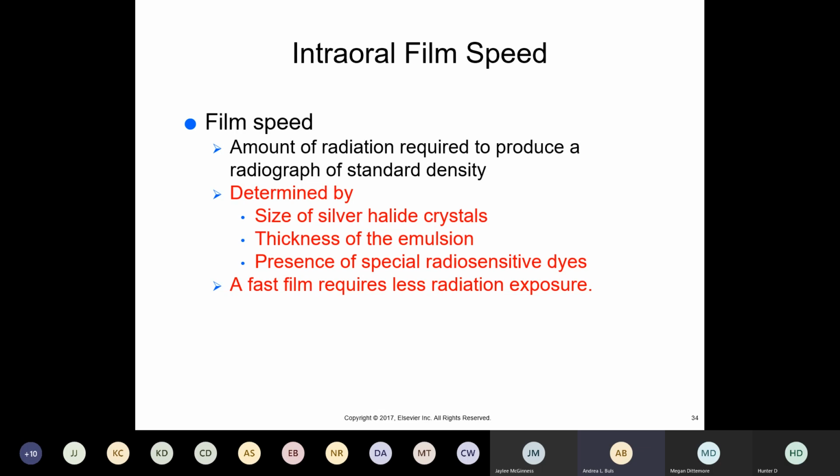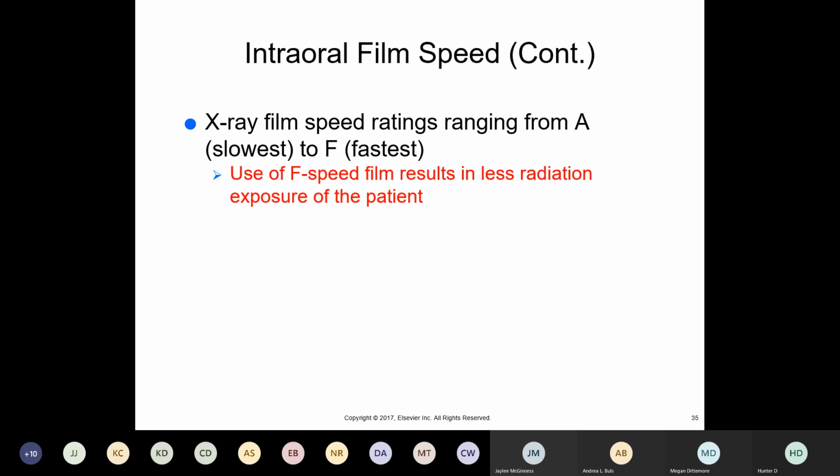Sometimes they will have special radiosensitive dyes that help aid in film speed as well. So a fast film basically means that it requires less radiation to expose the film and obtain an image. Film speed ratings range from A to F. A is the slowest, F is the fastest. F should be all that's being used today if people are still using film.